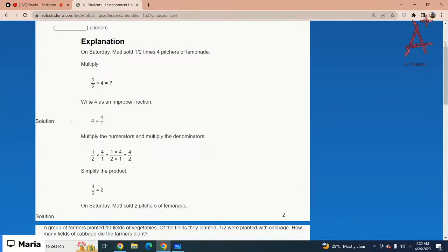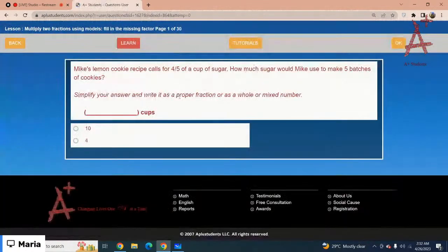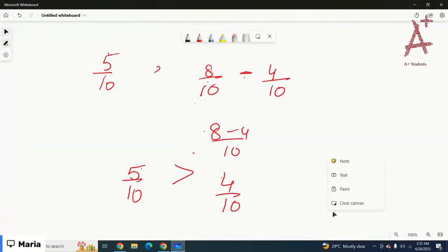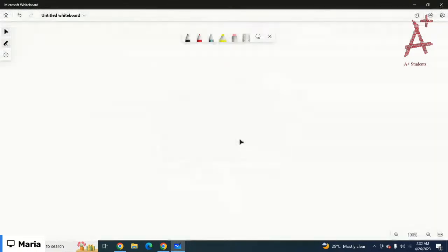Let's just start with the practice question and let's do them on board. You can have a look at the tutorial one by yourself. They are already solved. Got it? Okay. Mike's lemon cookie recipe calls for 4/5 of a cup of sugar. How much sugar would Mike use to make 5 batches of cookies? So, in one batch, the sugar used is 4 by 5. So, he has to use it in the 5 batches. So, it would be 4 over 5 times 5.